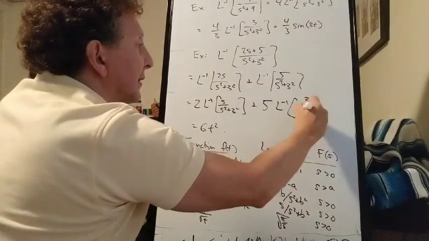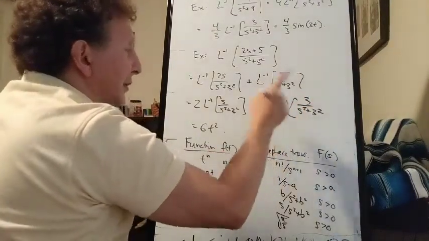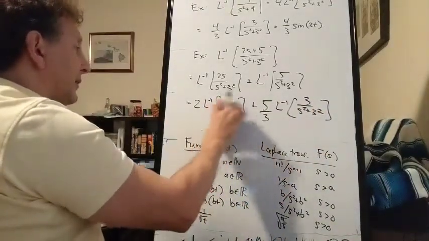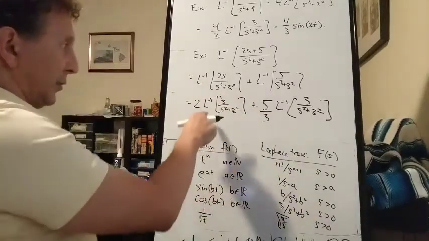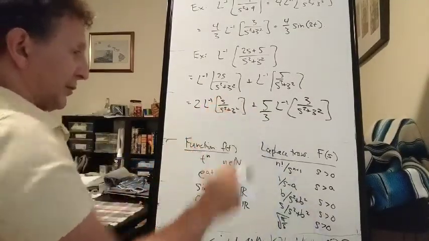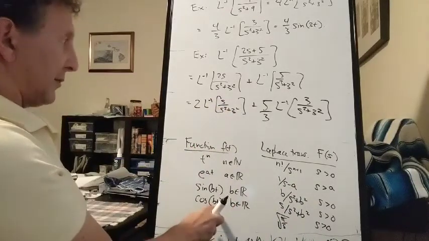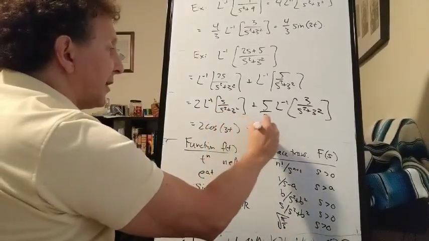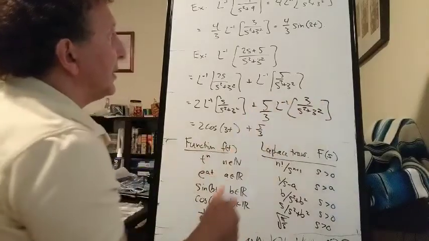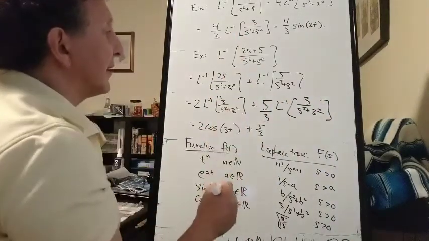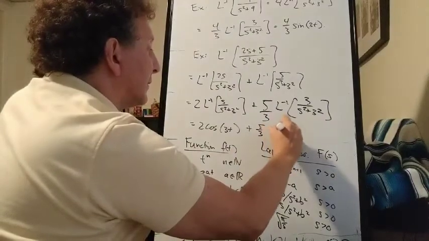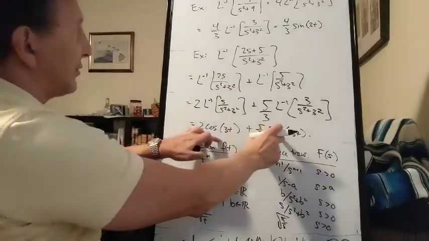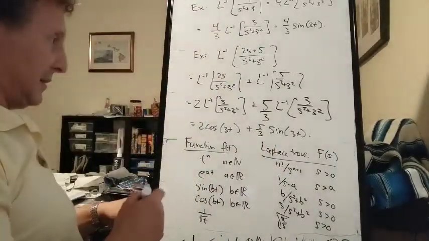Let me put a 3 there and divide by 3 on the outside so I'm not lying. And then I think this is in a form where we can just go back. So L inverse of s over s squared plus 3 squared is going to be cosine of 3t. So 2 cosine of 3t plus 5/3 L inverse of 3 over s squared plus 3 squared is sine of 3t. So that's the inverse Laplace transform of this function, 4 over s squared plus 9.